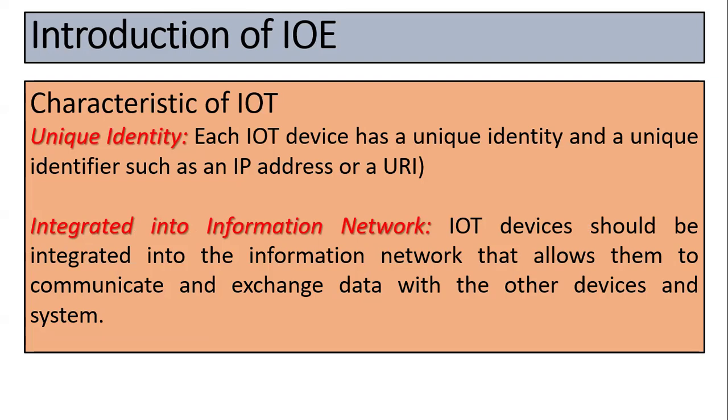And next is integrated into information network. Now IoT devices should be integrated into the information network that allows them to communicate and exchange data with other devices and systems. So again, it should be integrated, meaning the connection protocols, connection devices, and whatever is required for communication on the information network should be integrated into the devices. Then only does it become a compact and very small IoT device which can be installed anywhere in a system.